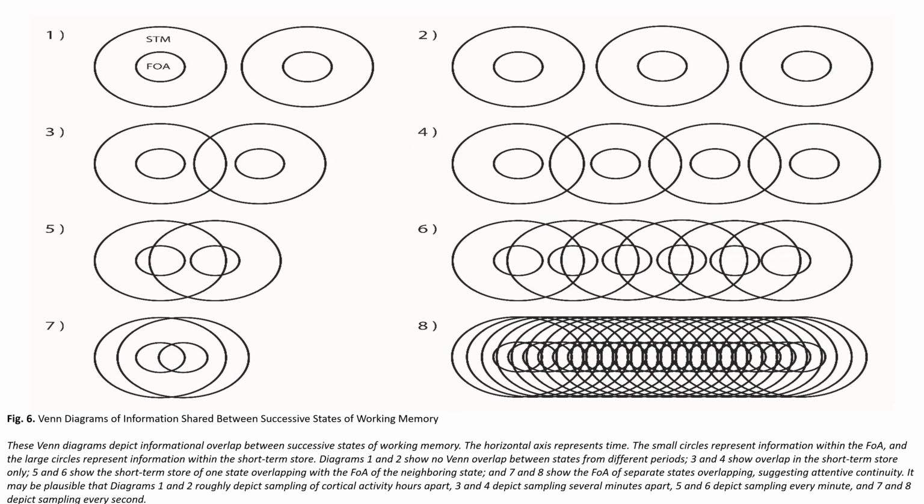So diagrams 1 and 2 show no Venn overlap between states from different periods. 3 and 4 show overlap in the short-term store only. 5 and 6 show the short-term store of one state overlapping with the FOA of the neighboring state. And 7 and 8 show the FOA of separate states overlapping, suggesting attentive continuity. Based on what we know about the timing of sustained firing and synaptic potentiation, it may be plausible that diagrams 1 and 2 roughly depict sampling of cortical activity hours apart. 3 and 4 depict sampling several minutes apart. 5 and 6 depict sampling every minute, and 7 depicts sampling every second.